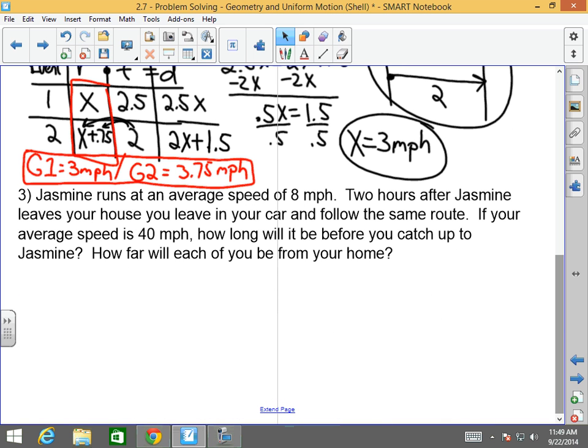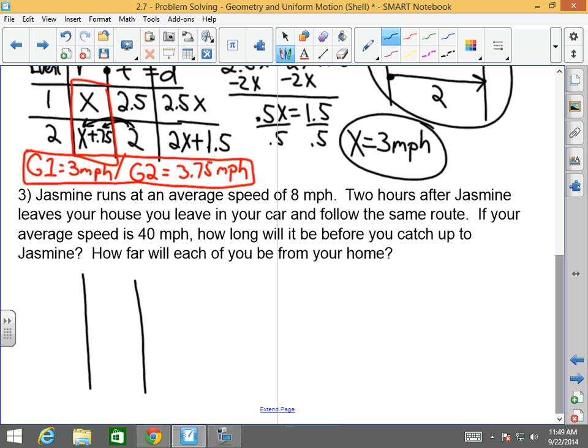Jasmine runs at an average speed of 8 miles per hour. 2 hours after Jasmine leaves your house, you leave in your car and follow the same route. If your average speed is 40 miles per hour, how long will it be before you catch up to Jasmine? How far will each of you be from your house? Well, let's make a table. Always make a table, my friends.